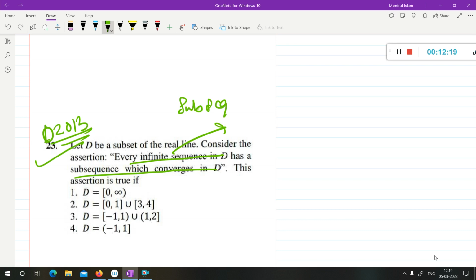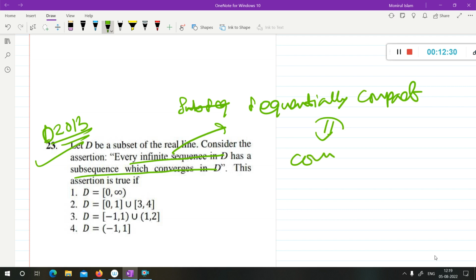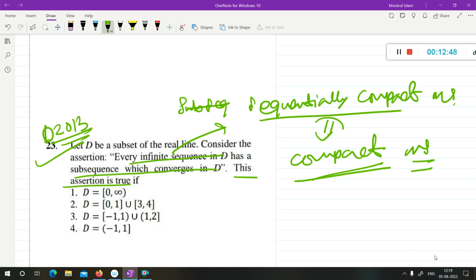sequentially compact. You can say sequentially compact. Okay, we all know every sequentially compact metric space is compact. Okay, every sequentially compact metric space will be compact. So we can say this is the definition of compactness. So D is a subset of R, then this expression is true if D is what? Okay, so D should be compact. If it holds, then this sequence is compact, and every sequentially compact metric space is compact. So D should be compact.